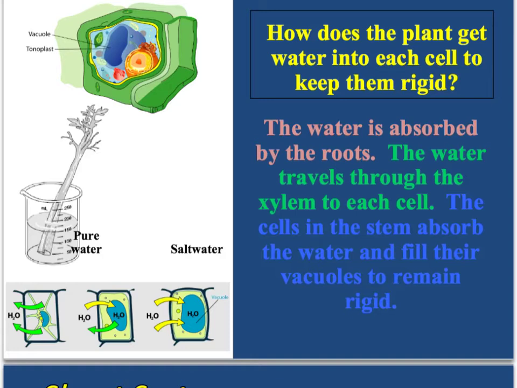Water is absorbed by the roots. The water travels through the xylem to each cell, and then the cells in the stem absorb the water and fill their vacuoles to remain rigid. And we did that experiment with the celery stick in salt water.